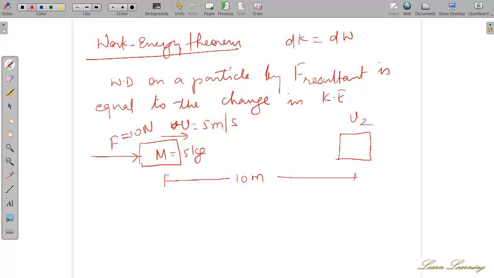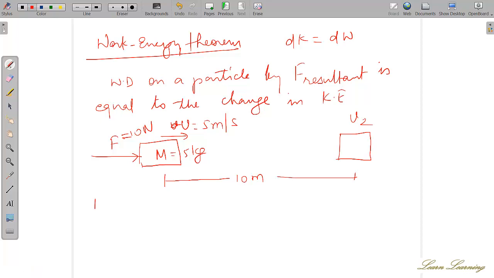There is a force only that is equal to 10 newtons, and there is no friction. The initial velocity is given. What is the final velocity after 10 meters? So what will be your usual way of solving this? Same thing. We can just use W is equal to F into dr.